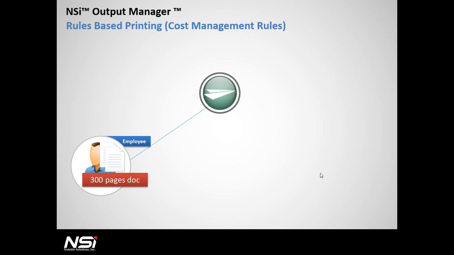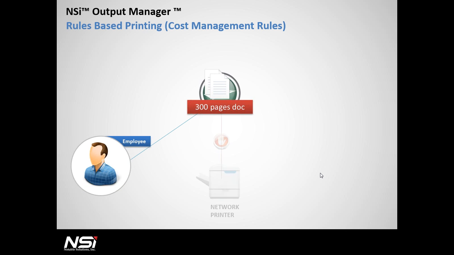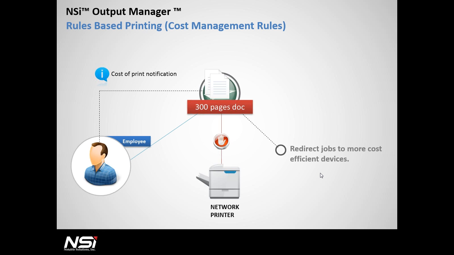For example, this employee wants to send a 300-page document to their normal network device. An output manager here can stop that and say, no, we can redirect this job automatically to a more efficient device. It could be the MFD on the corridor, or maybe a dedicated print room. We can also show the cost to the employee and say, if you're printing it on the network printer, it will cost £5, but if you're printing it on the MFD on the corridor, it will only cost £1.50. So we can give him the choice and the tools to really make the right choices.